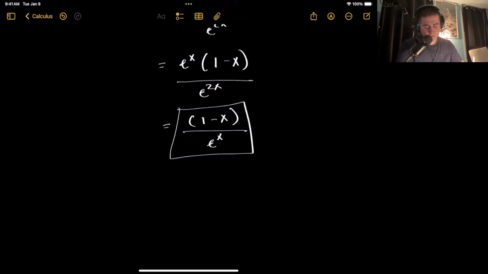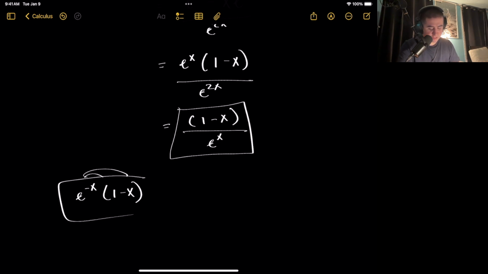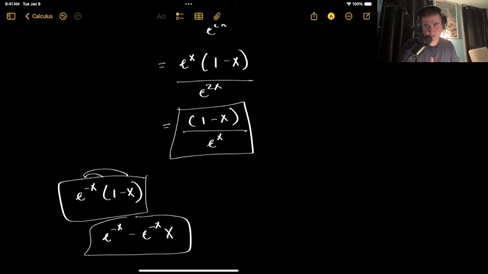You can also rewrite this using e to the power of negative x, just taking the inverse of the denominator and multiplying by 1 minus x. It depends on how your teacher or professor asks the question and how they want your answer. You can leave it like this, or you can have it as e to the power of negative x minus e to the power of negative x times x, if you'd like. Either one of these is the correct answer.